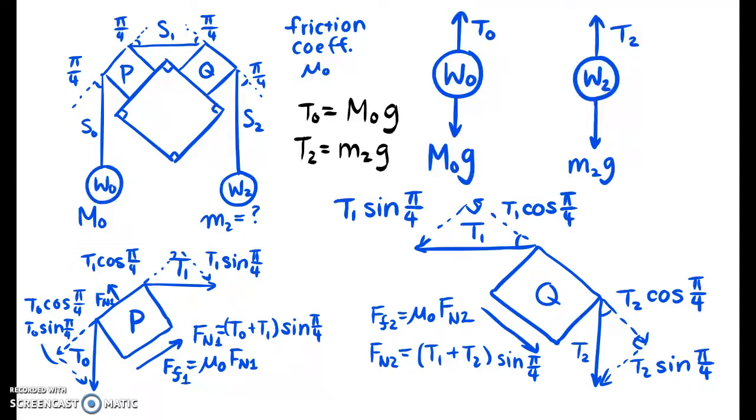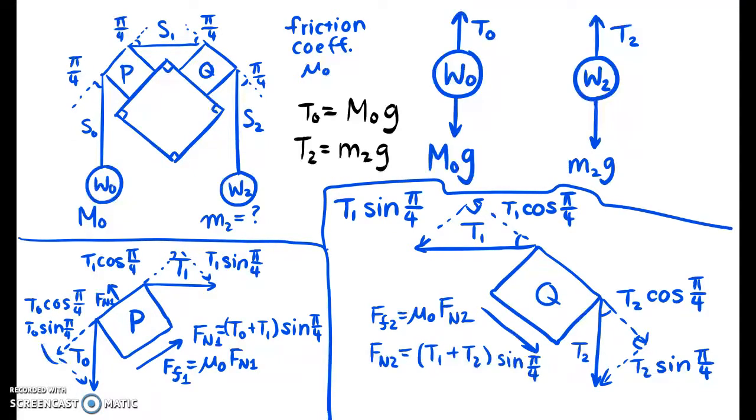So now that we've drawn a lot of free body diagrams, we can begin to see what's happening. We've already calculated from part 1 the relationship between T0 and T1 from looking at the free body diagram for P. So now, if we want to relate T0 to T2 in order to figure out what M2 is in relation to M0, all we have to do is find a relation between T1 and T2. And we can see that T1 and T2 are related by looking at the body Q and its free body diagram. So let's clean this space up a little bit and focus on Q for now.